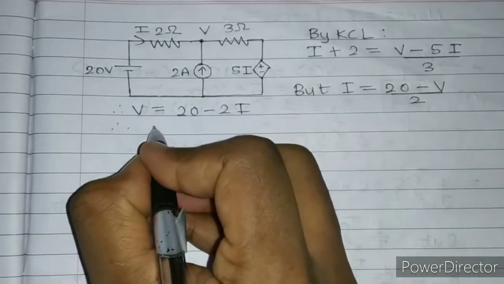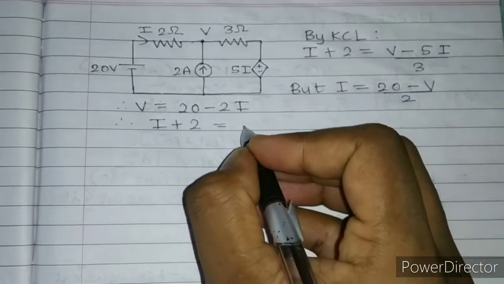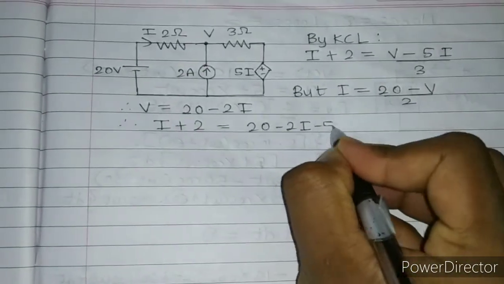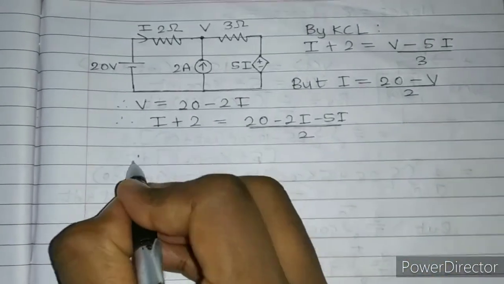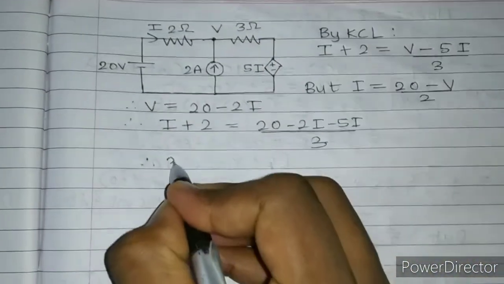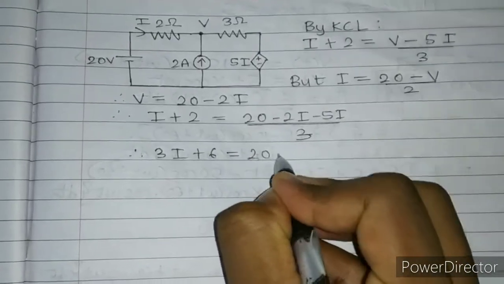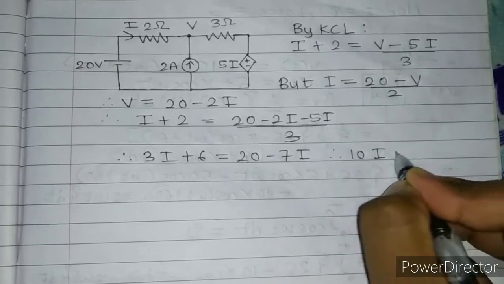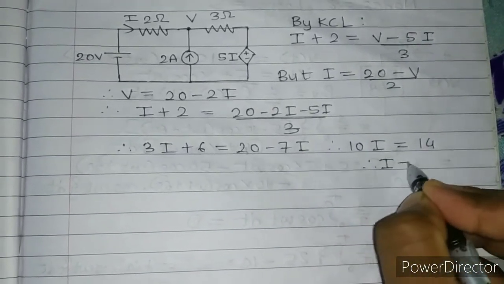Now, I plus 2 is equal to (20 minus 2I minus 5I) upon 2. Therefore, this is 3. Therefore, 3I plus 6 is equal to 20 minus 7I. Therefore, 10I is equal to 14. Therefore, I is equal to 1.4 amperes.